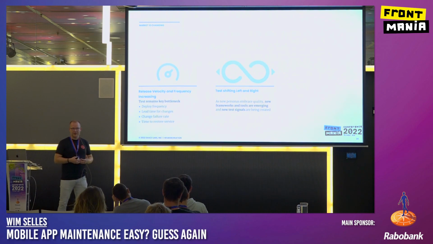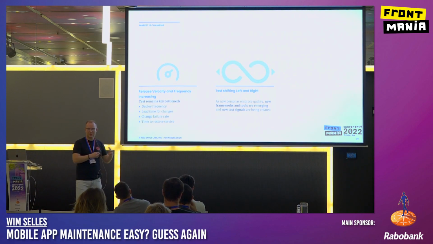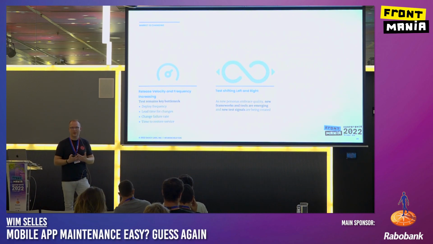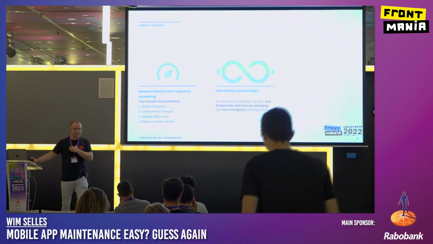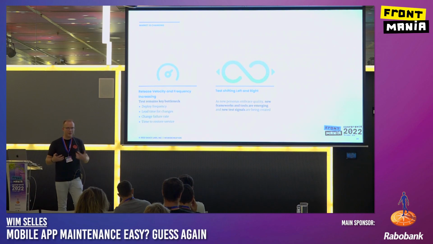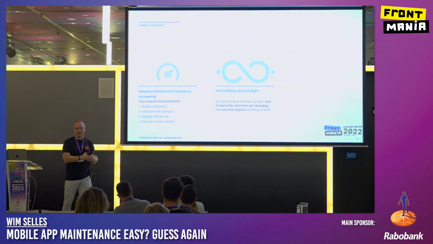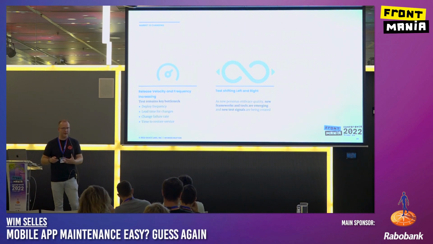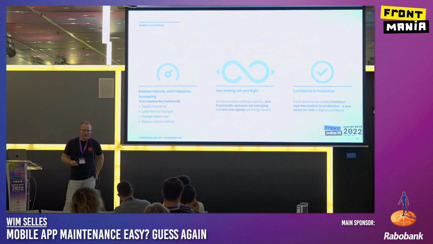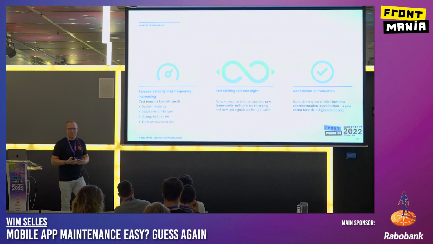We also have a challenge here with shifting signals to the left and shifting to the right, where we can get extra signals from, for example, our initial phase where we're doing the coding, where we're doing the UI testing or unit testing, testing some APIs, but also what's happening in production. And there are new tools out there that could help you get that information to build up the information you need to have to fix something earlier in your pipeline to prevent going to production with certain issues. And then last but not least, the market also wants more confidence in production, and that's something that comes from your own customer, the company that you're working for.